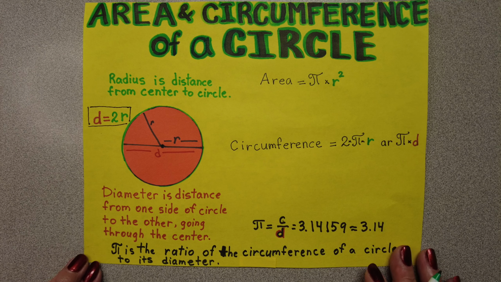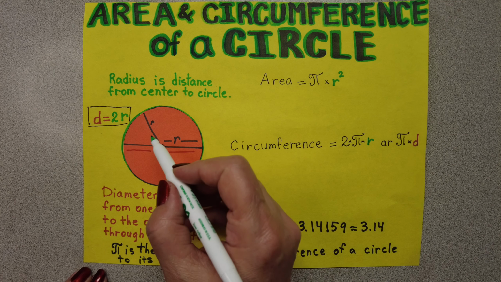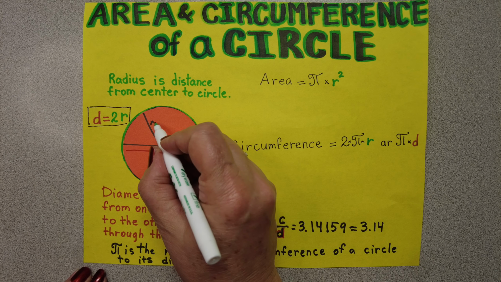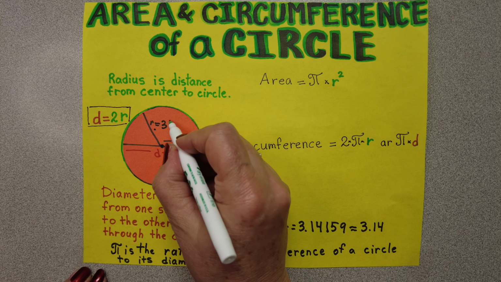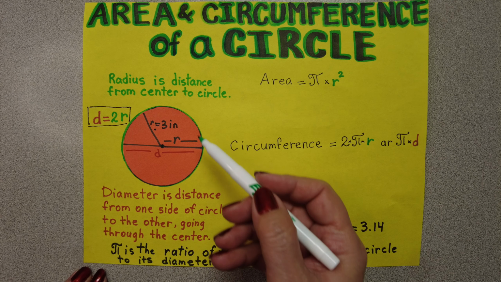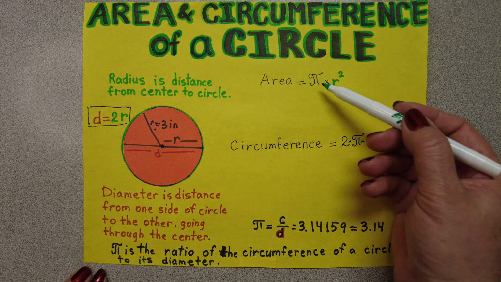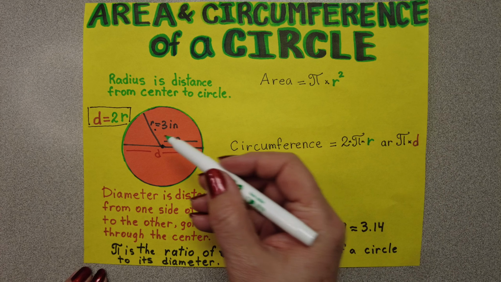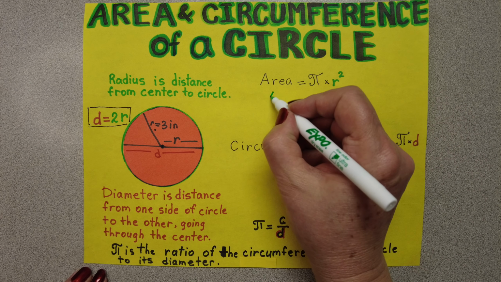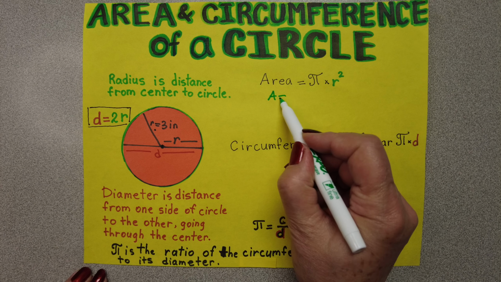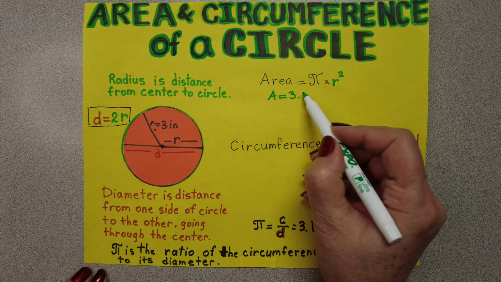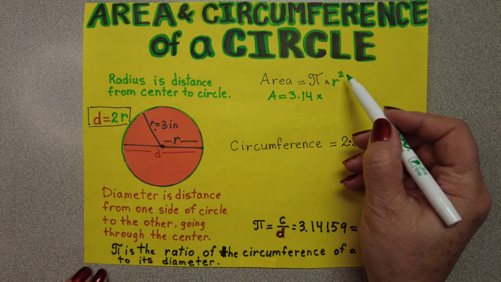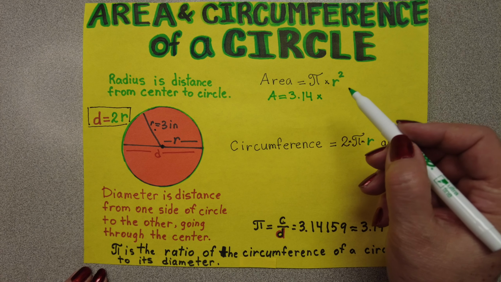Now let's start counting area. Imagine this radius equals 3. Our radius equals 3 inches. How can we count the area? We need pi, which we already know is 3.14, and the radius is 3. Let's put here A equals 3.14 times radius squared. Area equals pi times r squared.